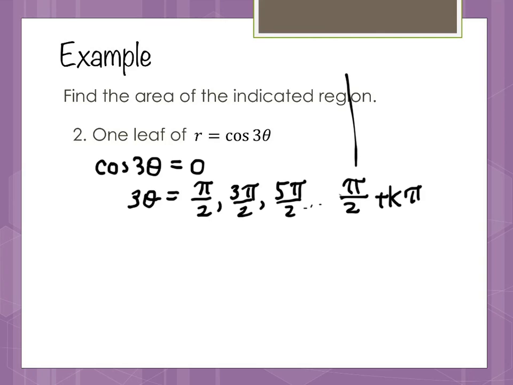Now, in particular, then, if we're solving this, what values did this give me for my pi over whatever? What do I get? Pi over 6. What would the next one be?